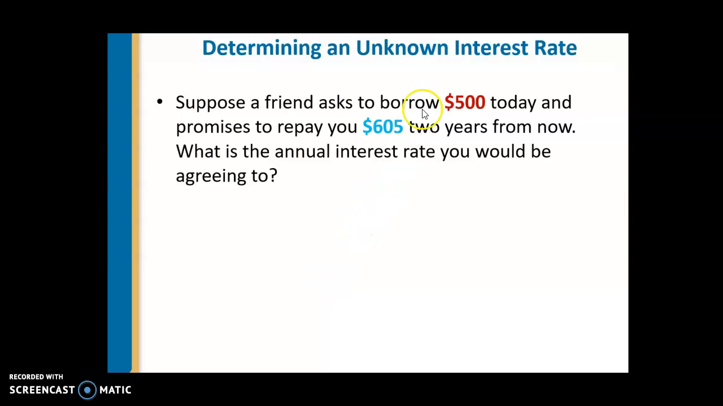Suppose a friend asks to borrow $500 today and promises to repay you $605 2 years from now. What is the annual interest rate you would be agreeing to? The present value is $500. The future value is $605. N equals 2 years. But what we don't know is the interest rate.